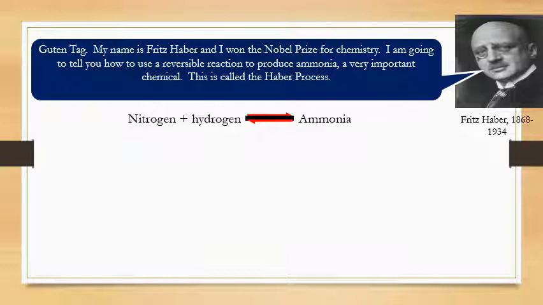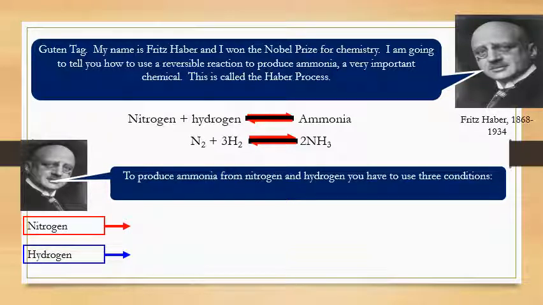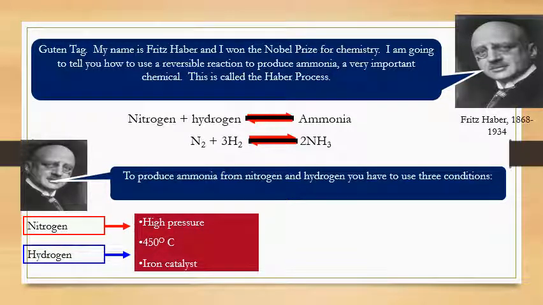So not only does nitrogen and hydrogen give ammonia, but ammonia can decompose back into nitrogen and hydrogen. And that's the simple equation there. So to produce ammonia from nitrogen and hydrogen, you have to use three conditions. For the formation of ammonia from the Haber process, you have to use high pressure, you have to use a high temperature, and you have to use an iron catalyst.